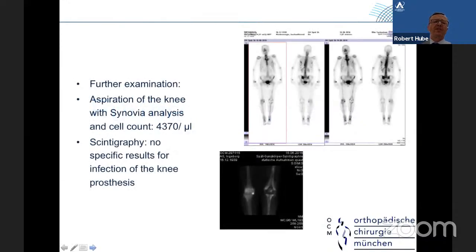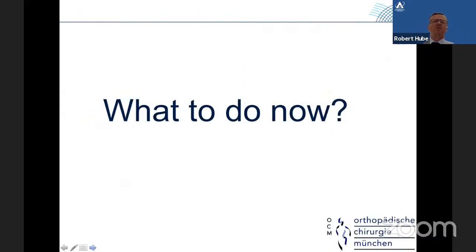We aspirate the knee with synovial analysis, and we had a cell count of almost 4,500. And that is what I just talked about, that is infected. And she came with a bone scan. We don't do bone scans on a regular basis. And it's not recommended anymore by the American and the European infection societies, but no specific results for infection of the knee prosthesis like it usually is. So what do you do now?